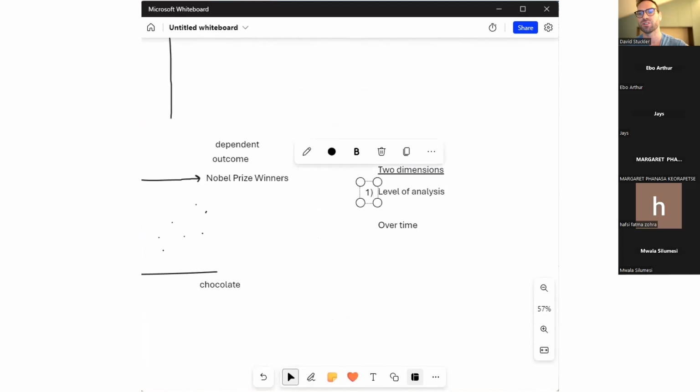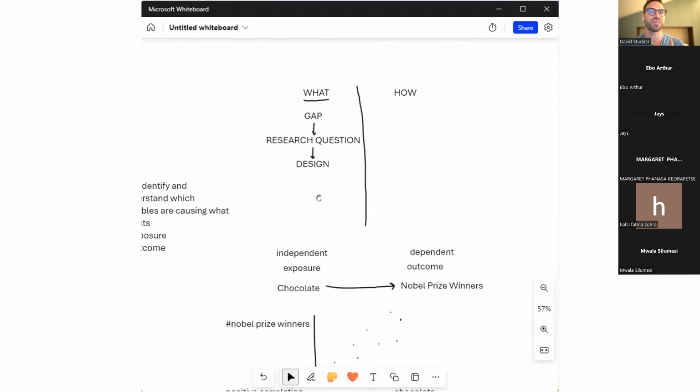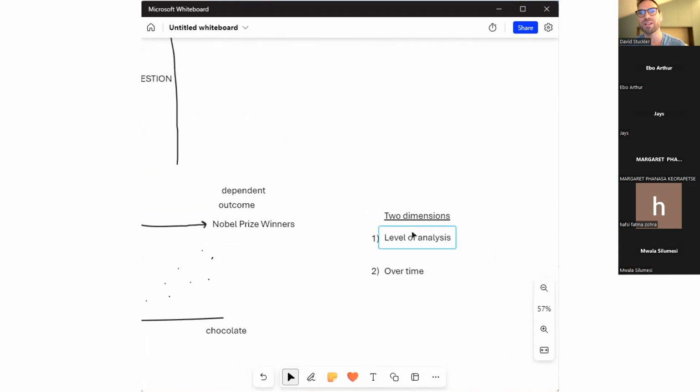When I say level of analysis, are you going to be zooming in and looking at individuals? Are you going to be looking out at higher units like a city, a country, the world, or something else? That's what I mean by the level of analysis. And again, we're in a hypothetical world and still in the design. I want you to think about what is the right level of analysis for your research question.